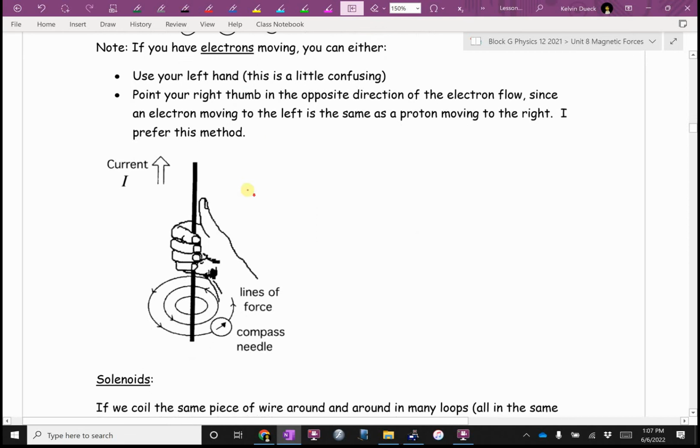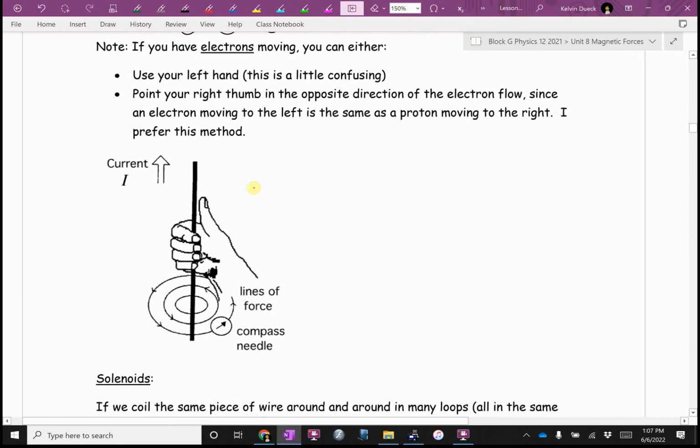Okay? So here was a picture I found online. So if the current is flowing up, I would point my right thumb in the direction of the current. My fingers curl in the direction of the magnetic field lines around the wire. So you imagine you're holding the wire in your fingers. That's rule number 1.